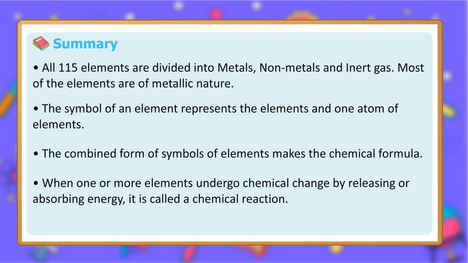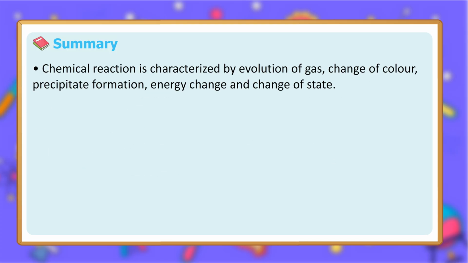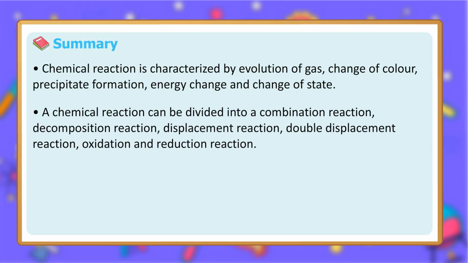When one or more elements undergo chemical change by releasing or absorbing energy, it is called a chemical reaction. A chemical reaction is characterized by evolution of gas, change of color, precipitate formation, energy change and change of state. A chemical reaction can be divided into combination reaction, decomposition reaction, displacement reaction, double displacement reaction, and oxidation and reduction reaction.